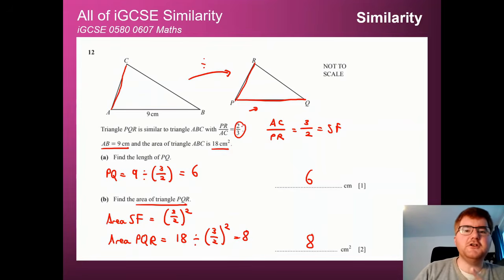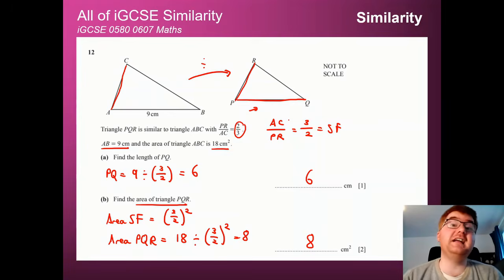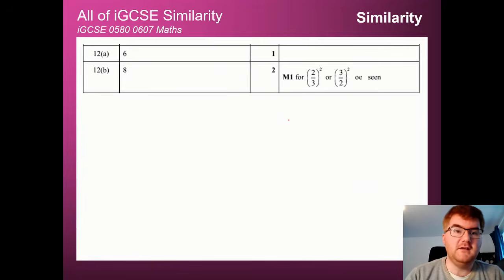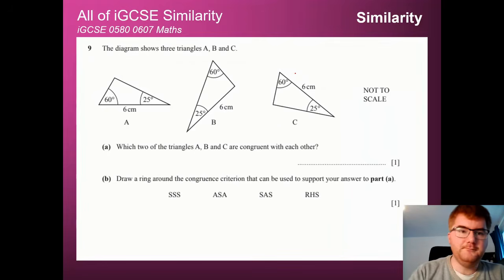Key thing to watch out for in this question: notice when they're working out the PR divided by AC, they were doing small to big, but I want big to small. It makes it easier to work with and more consistent as I go through the question. So you can see the 2 answers there, and you can see what you need to get for the method mark.